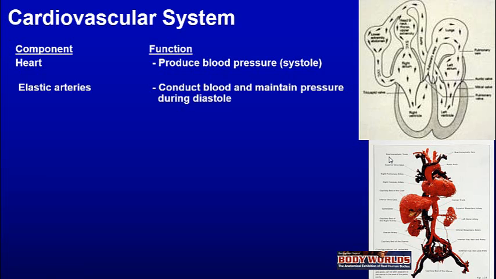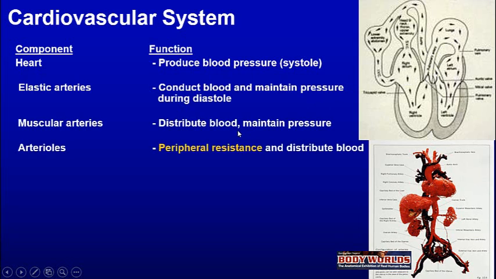Now, if we look at the cardiovascular system, the main pressure producer is the heart. Whenever it contracts, systole, it makes pressure. The elastic arteries collect blood and maintain pressure, and you can see the elastic arteries coming out of the heart, going to the pulmonary circulation or to the systemic circulation.